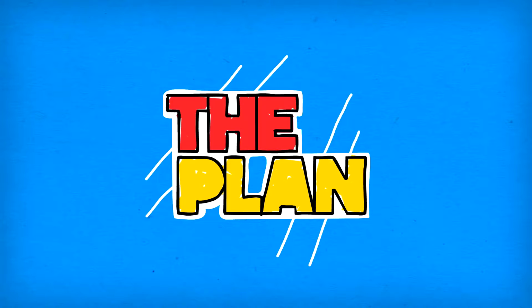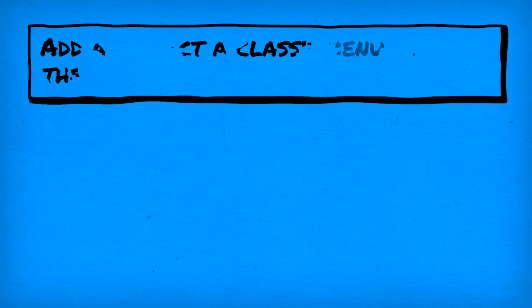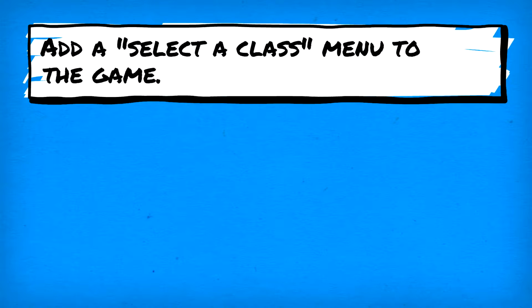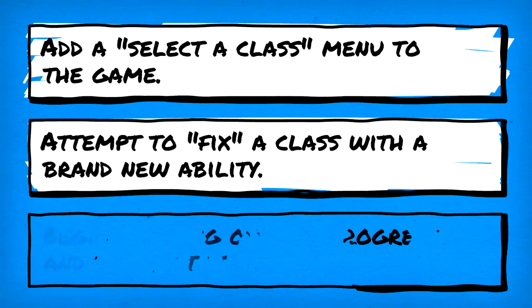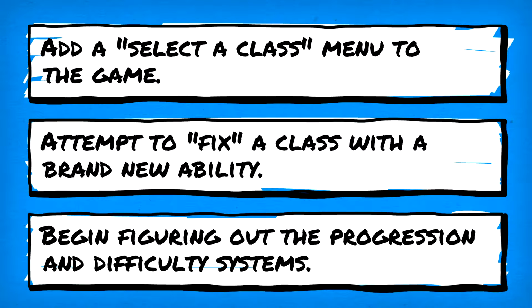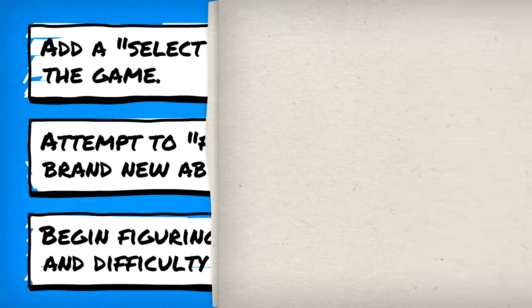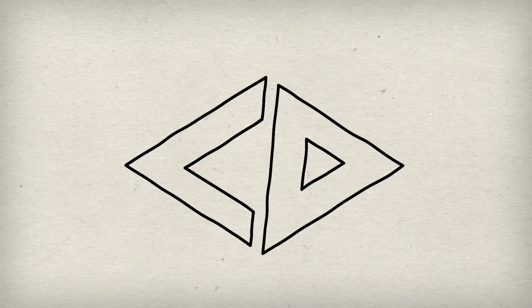However, we've still got more to add, which brings us to today's plan. We'll be adding a class select menu to our game so the player can select a class. Speaking of classes, we're also going to attempt to fix one of the classes with an entirely new ability. And finally, we'll add the first pass at a gameplay loop / difficulty system to the game. Sounds like a plan, so let's get to the coding.